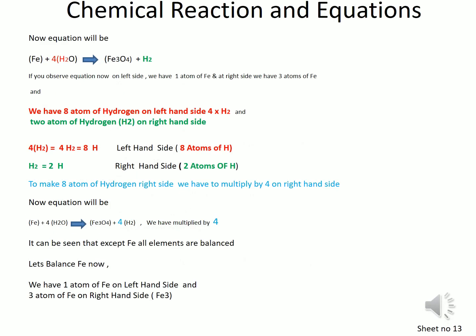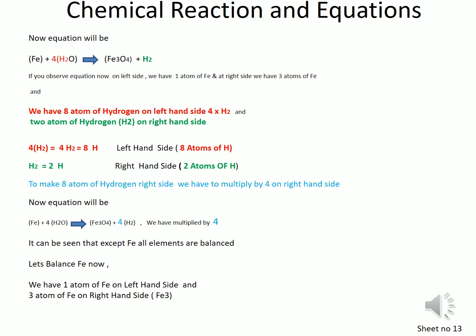Now let us see balancing further. We have already balanced oxygen. Now let us see Fe plus 4H2O is equal to Fe3O4 plus H2. Okay. Now here let us see how much hydrogen we are having. At the left hand side it is with red color. So 4 multiplied by H2, that is 4 multiplied by 2. That means we have 8 atoms of hydrogen at the left side. And at the right hand side, which I highlighted with green color, we have only 2 atoms of hydrogen.